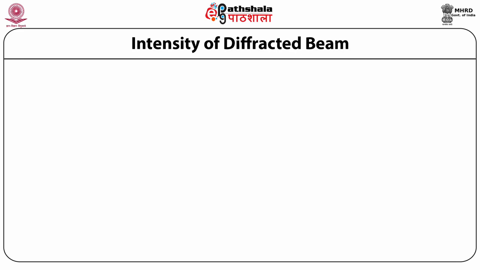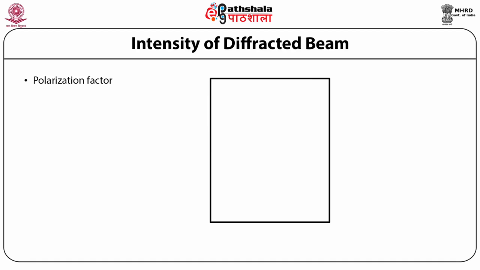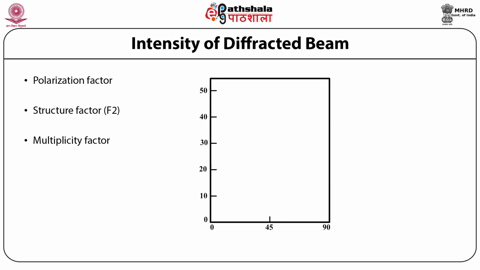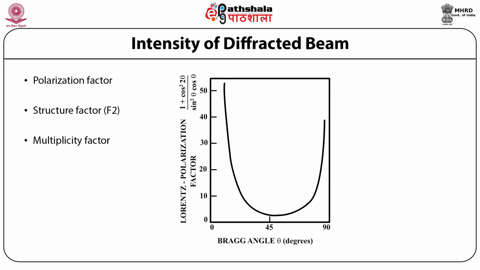In the absence of all other factors, the intensity of the diffracted X-ray is equal to the square of the structure factor. But there are a number of other factors that affect the intensity. The first is the polarization factor. The second one is the structure factor. We have already discussed this. The third is the multiplicity factor. The multiplicity factor refers to the relative proportion of the planes contributing to diffraction. The greater the number of planes, the greater is the intensity.